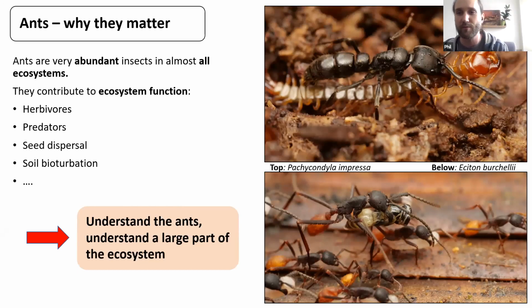Just as an example for predation, in the top picture you see Pachycondyla impressa, which is more of a large-bodied single predator. And on the bottom, you see army ants, more of a group predator. In this case, they were raiding a wasp nest, so you see a wasp pupa being carried by the army ants. If we want to understand the ecosystem as a whole, in particular tropical ecosystems, it's really worth knowing what the ants are doing because they're so interconnected with everything else.